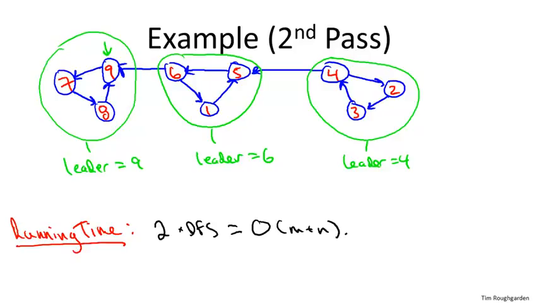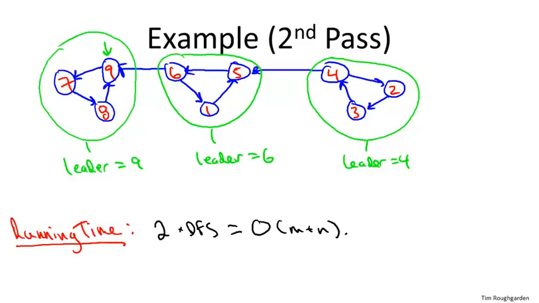One thing that I hope is pretty clear is that this algorithm, correct or not, is blazingly fast. Pretty much all you do is 2 depth-first searches. And since depth-first search, as we've seen in the past, runs in time linear in the size of the graph, so does Kosaraju's 2-pass algorithm.